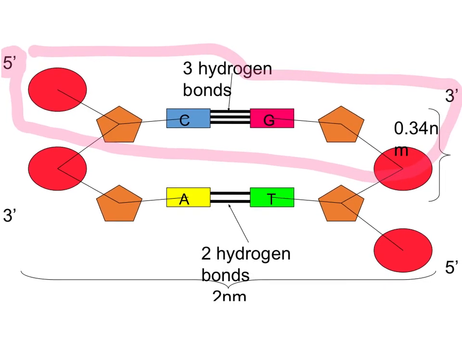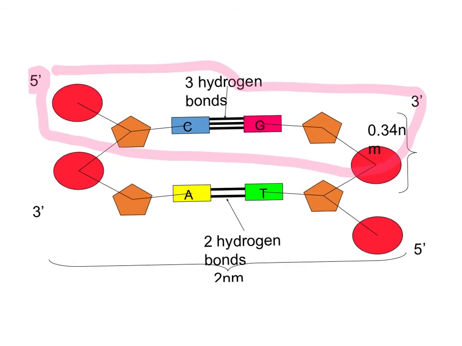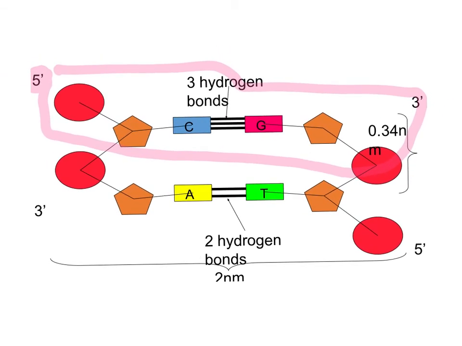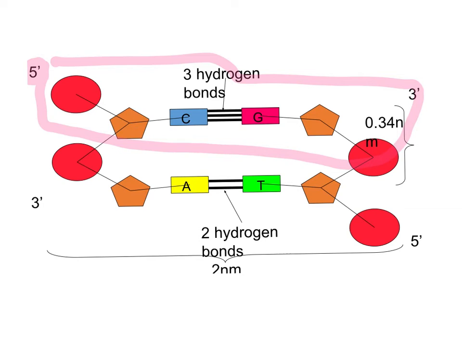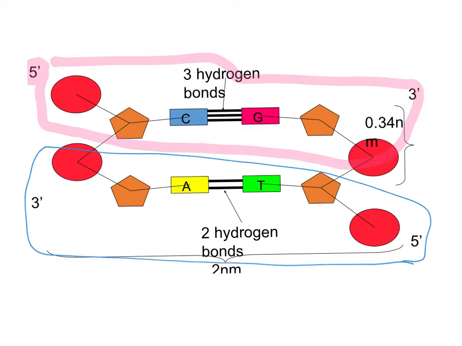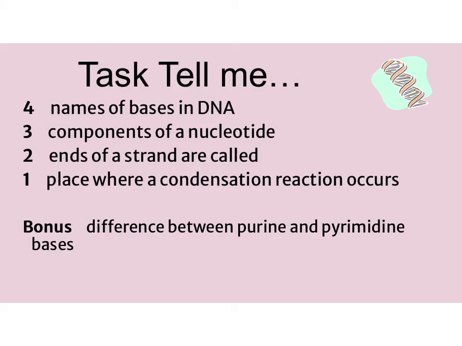Let me just zoom out slightly because that hasn't worked so well. Then we have the other strand, and it's going the opposite direction, where we have 5 on this side and our 3 on the other. That's what the 2 ends of DNA are called. They're called our 5 and our 3 ends, but they go opposite directions for us.